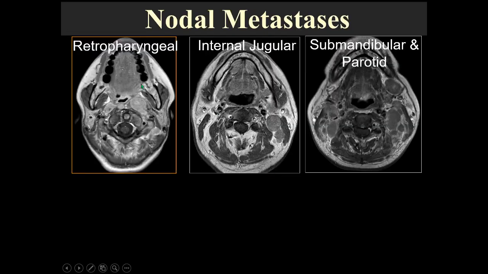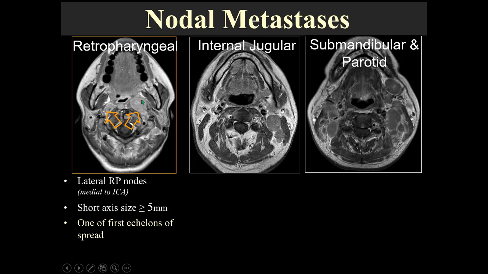What does it look like? This is retropharyngeal nodes. You can see here they're medial to the carotid artery. We take 5 millimeters as the short axis. There are people who take 6 and 8, but we've stuck to 5 millimeters for many years. As I said, it's the first echelon. Medial ones are very rare. This is one of the few examples I have of a medial retropharyngeal node, very rare.